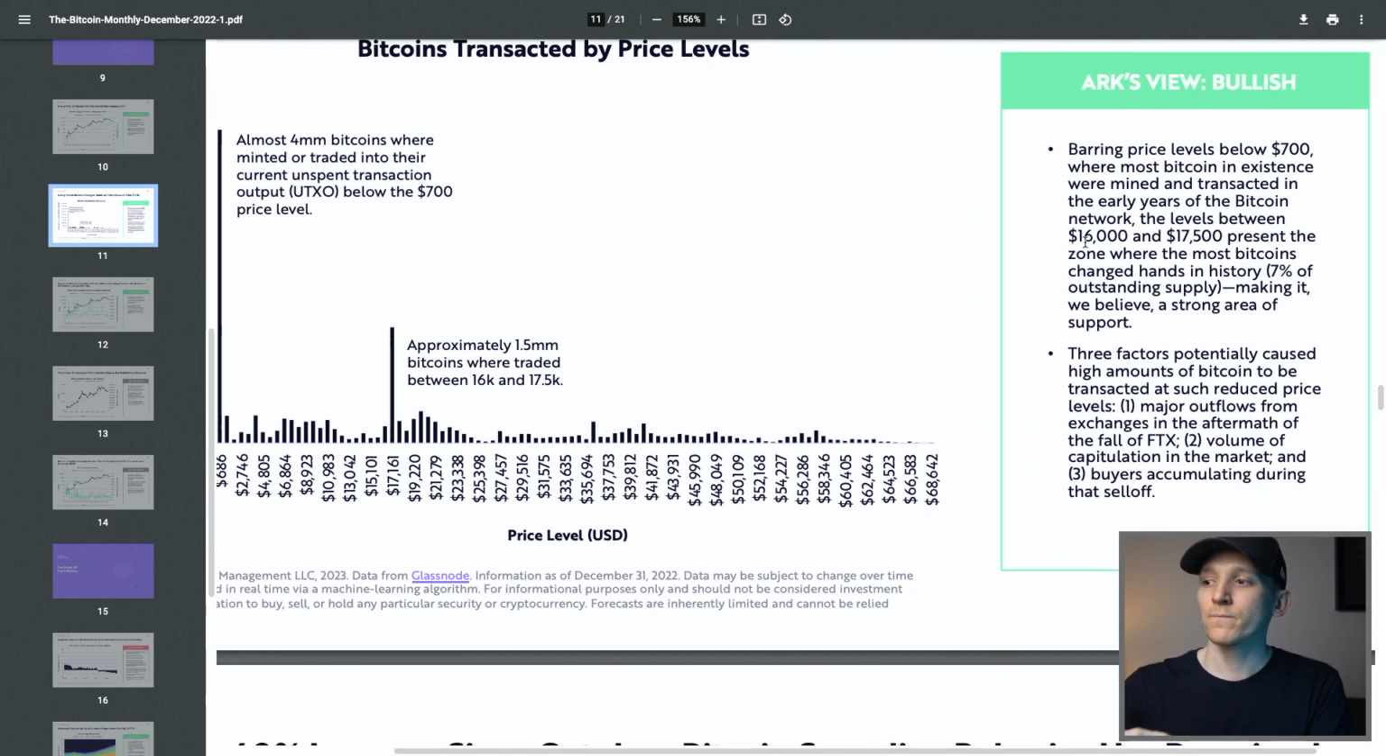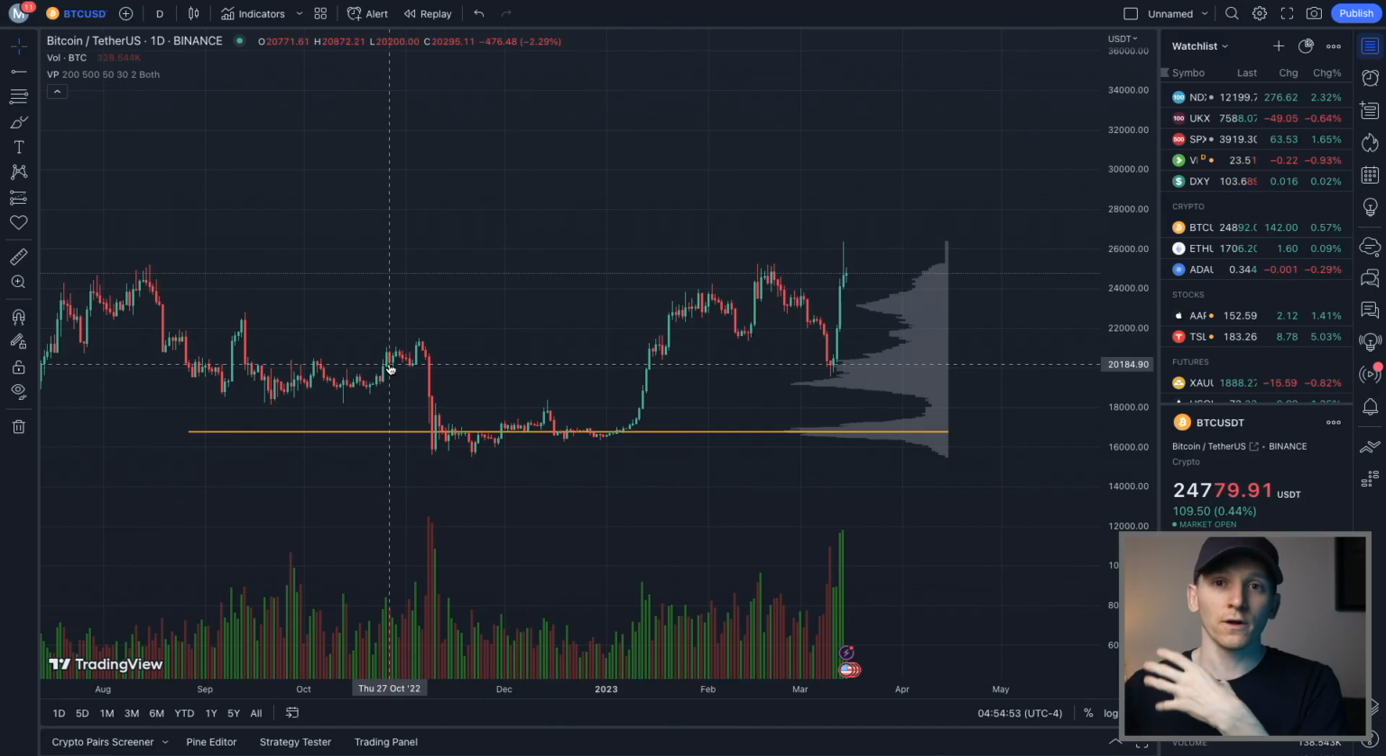As we can see here, ARK Invest doing their on-chain analysis, we think Bitcoin between 16,000 and 17,500 is a clear support level, because 7% of the outstanding supply has traded around here, making it, we believe, a strong area of support, as you can see. So on-chain analysis is also giving us some confidence that this is a very key level of trade. You can bounce off of it as support, and if you do break it, it turns into resistance. So we can use that on-chain to look at the other volume indicators on the price charts as well.